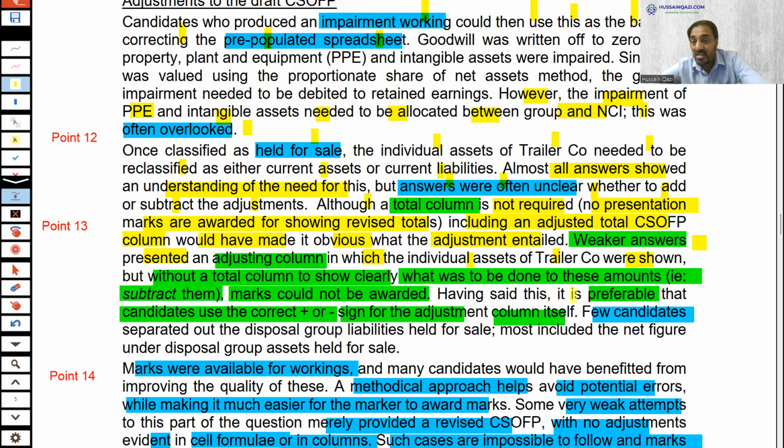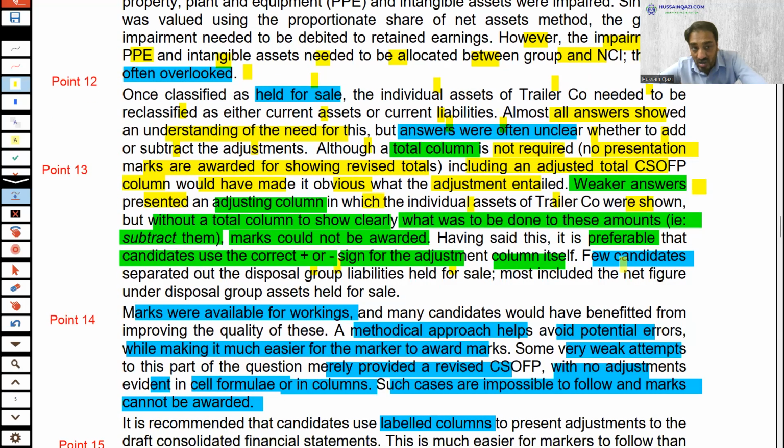Having said this, it is preferable that candidates use the correct plus or minus sign for the adjustment in the column itself. Few candidates separate out the disposal group liabilities held for sale. Most included a net figure using disposal group assets held for sale. Wrong. Asset presentation is different, liability presentation is different. Don't net off.